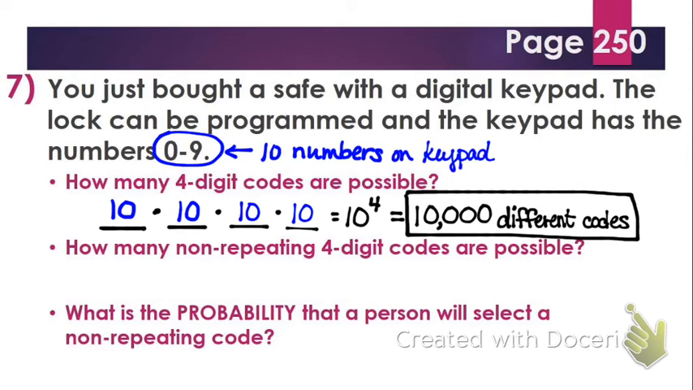How many non-repeating 4-digit codes are possible? Think through this with me now. If it's going to be non-repeating, how many digits do we have to choose from for the first one? 10. Then 9, then 8, then 7.